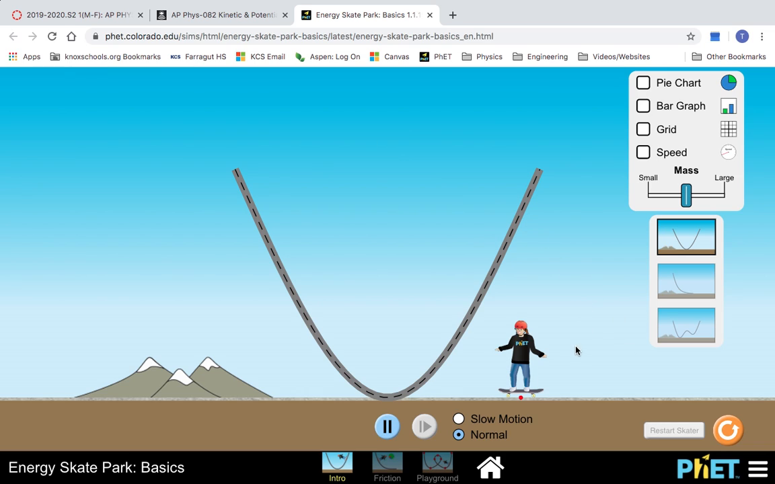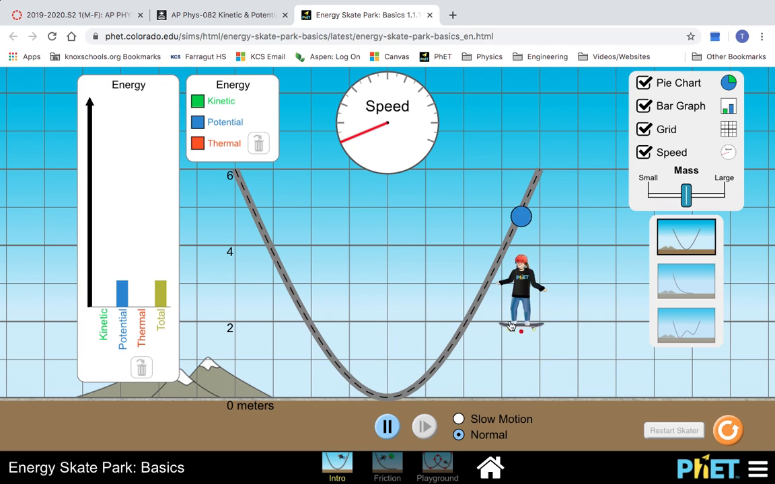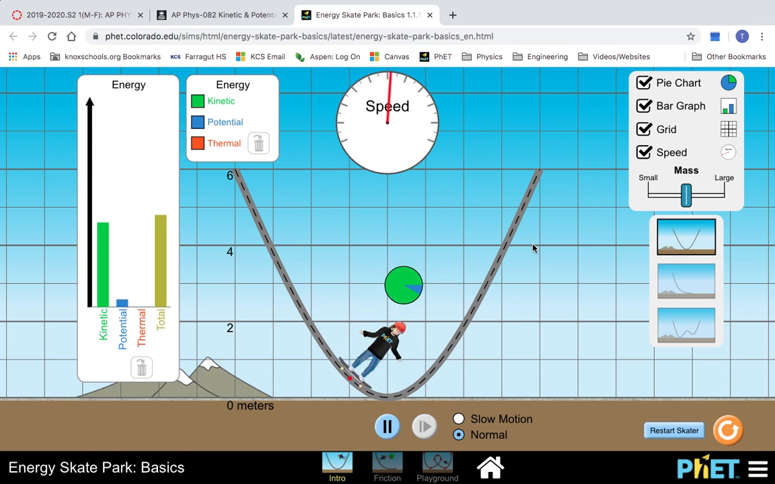But here's the PhET skate park sim that I was talking to you about. This is the intro page. We'll go ahead and turn on all the toggles here. This is a really great way of visualizing the whole interplay between kinetic and potential energy, and even seeing how friction comes in. Now, in this page, we don't have friction yet, so I'll go ahead and put our skater right up here at about the 6 foot mark or 6 meters, and let the skater go.